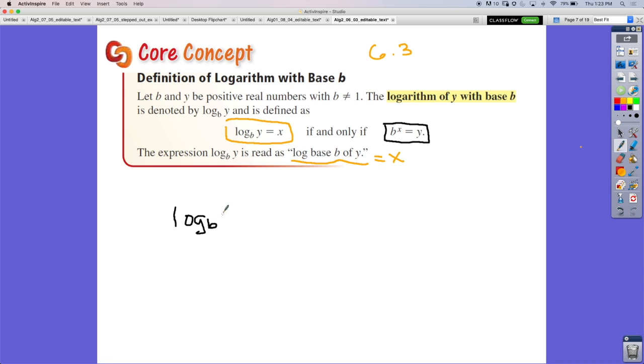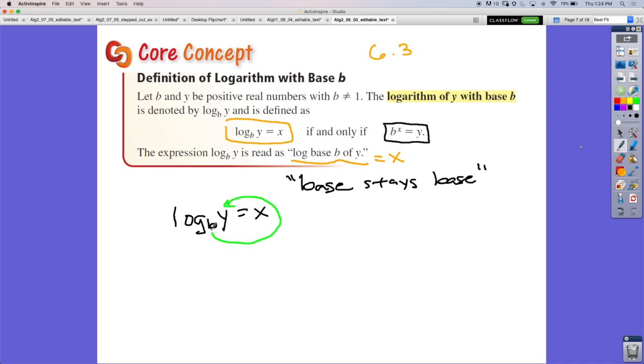Log base b of y equals x. I'll do it in green. I call this the swoosh. So here's where we do the swoosh. I want you to always remember that base stays base. You're going to hear me say that a lot. Base stays base. So now we're going to convert it to exponential form. This is logarithm form. This is exponential form.